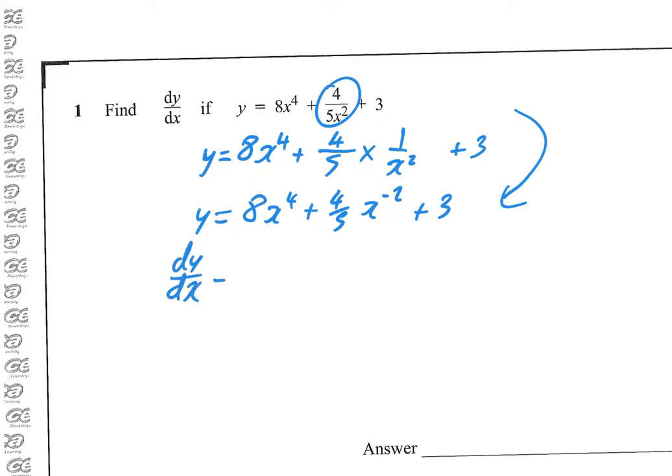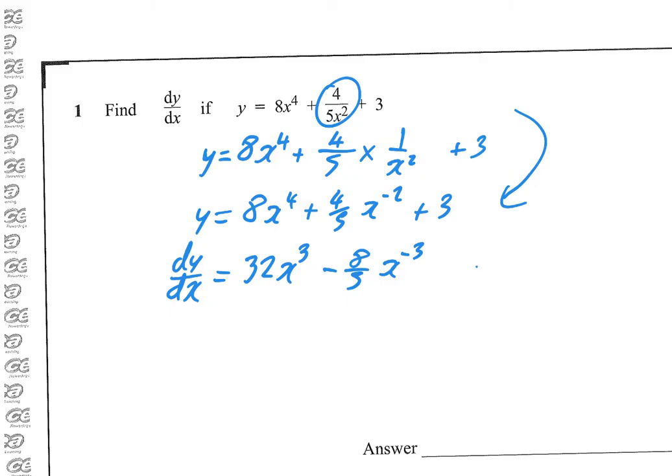And then here, differentiating, remember you multiply by the power and then you reduce your power by 1. So the 4 comes down and multiplies 8 to give you 32, and the x to the power 4 goes down to x to the power 3. And then you multiply by your power, so minus 2 times 4 over 5 is minus 8 over 5, and I would leave it as that. And then you reduce your power by 1, so it goes down to x to minus 3. And 3 differentiated just gives you 0.